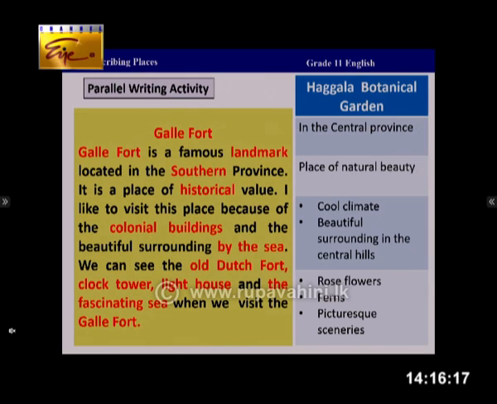Here I have the information and the details of Hakgala Botanical Garden. You are going to write a paragraph about Hakgala Botanical Garden by replacing those highlighted words in the paragraph on Galle Fort. Shall we write the first sentence together? So instead of Galle Fort, you can write Hakgala Botanical Garden is a famous tourist destination located in the central province. Now take your time and complete the paragraph.